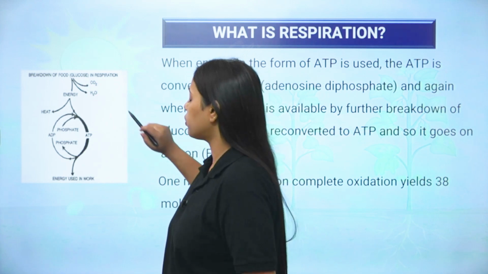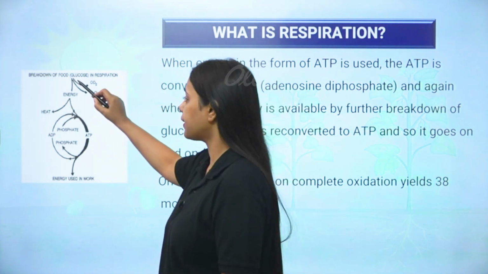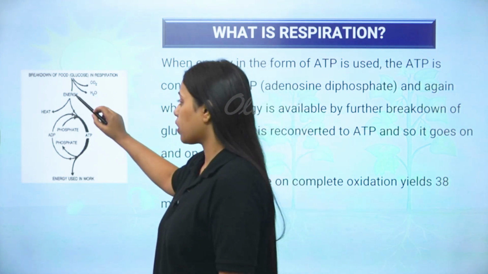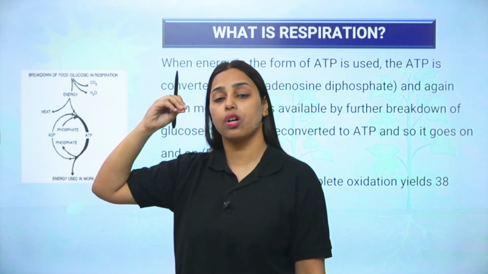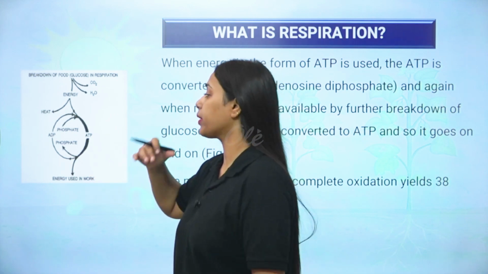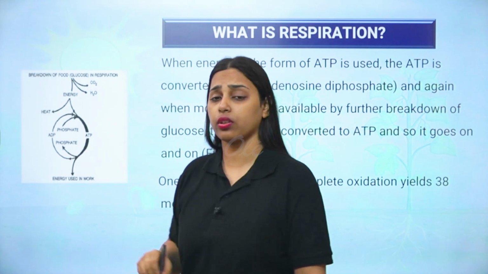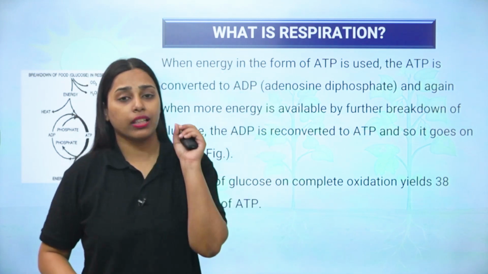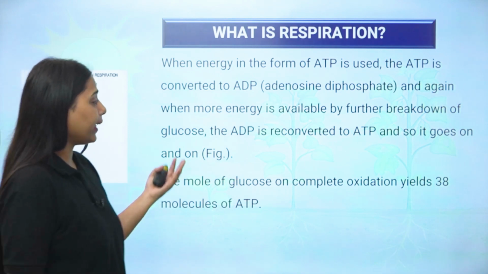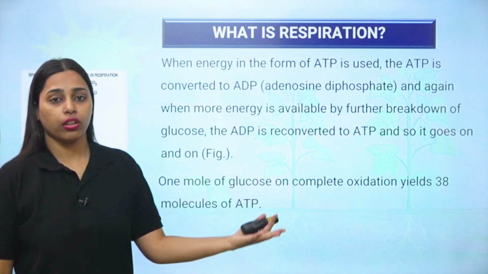So here a simple flow chart is indicating that breakdown of food glucose in the respiration process takes place, and it releases CO2 and water, and some part of the energy is lost as heat and some part is involved in the formation of chemical energy, that is chemical energy of bonds in the ATP. So this ATP and ADP cycle keeps on continuing. What happens is that one molecule of phosphate is lost, then it gets converted, and that ATP energy which is formed is utilized in the functioning of any kind of work.